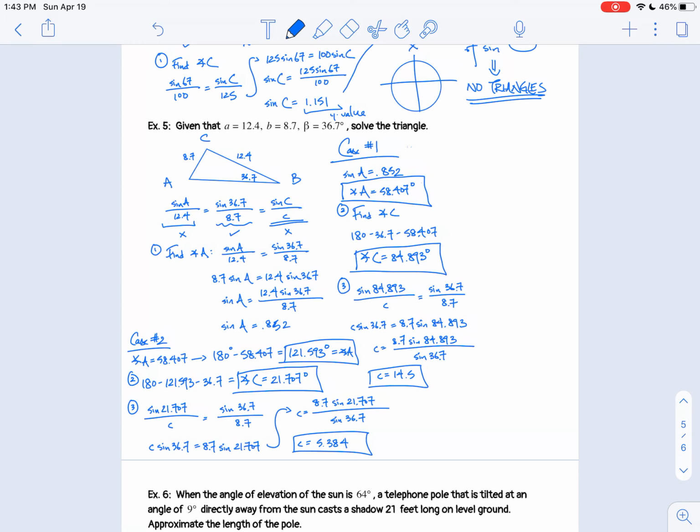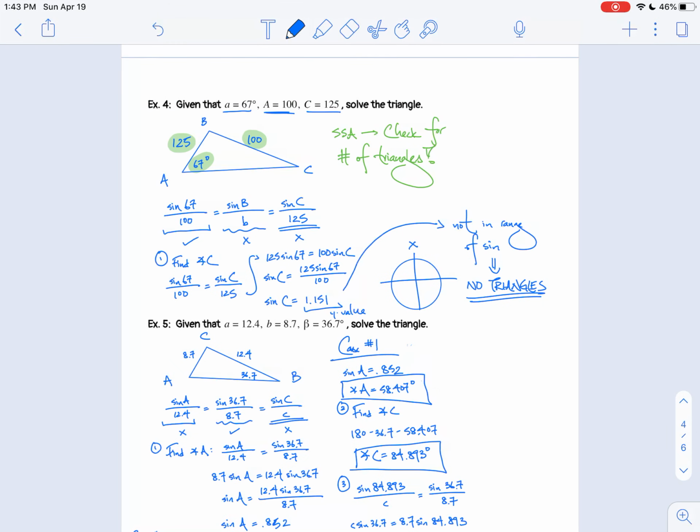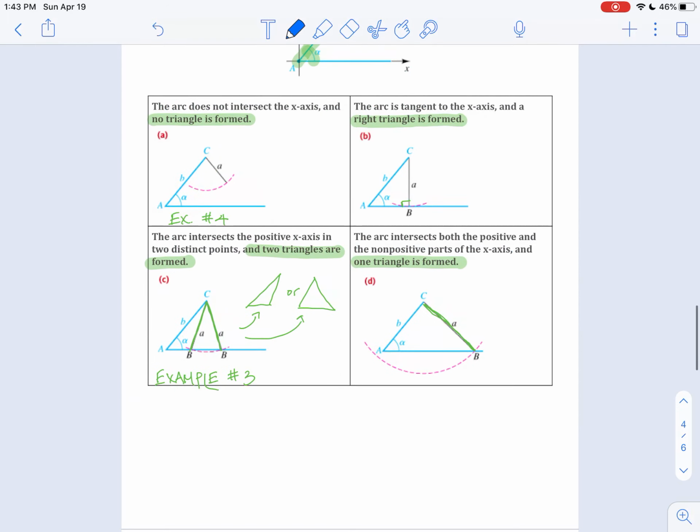Okay, so if we zoom back out, all right, then we realize that example 5 gave me the ability to find 2 different triangles, whereas in example 4 we were kind of stopped right off the bat because it was out of the range. All right, so we can write example 5 as another one that is like this. 2 possible triangles are formed.